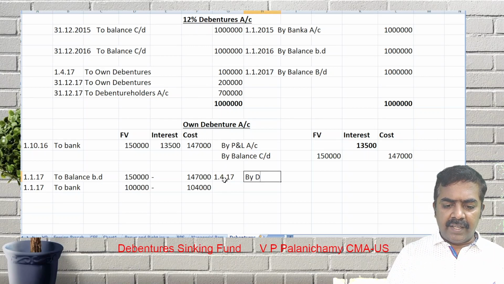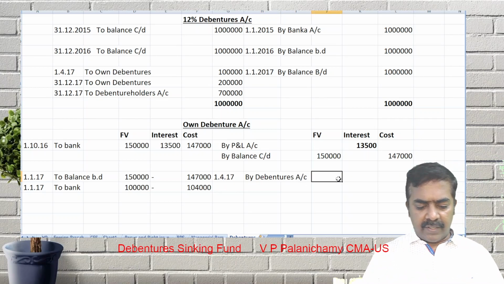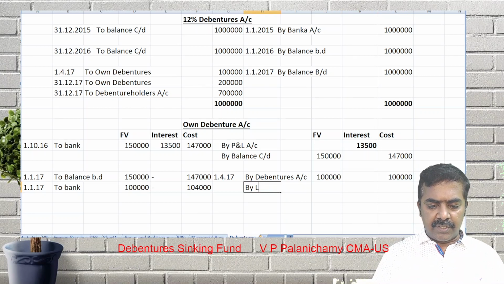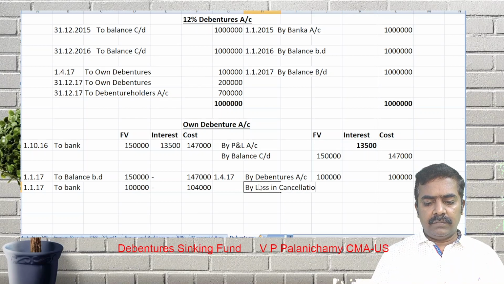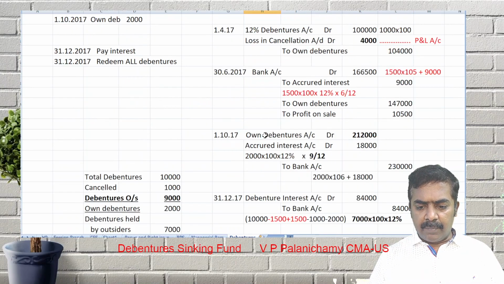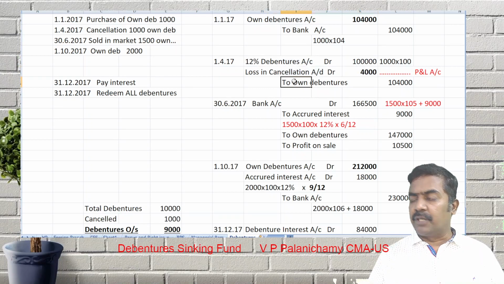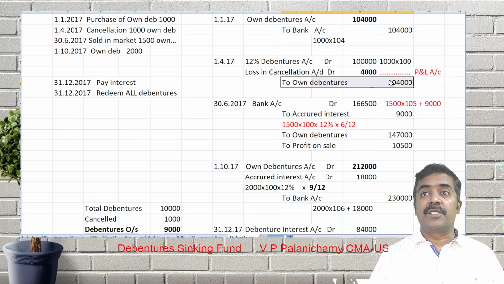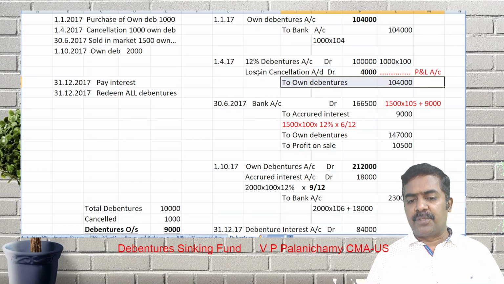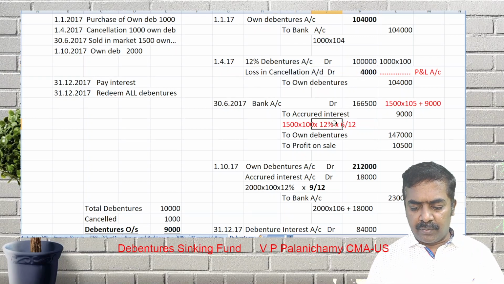1/4/17, by debentures, 1 lakh. By debentures face value 1 lakh. In the cost column, what will we record? 1 lakh. By loss in cancellation. What is the loss in cancellation? 4,000. Look at the journal entry if you like. Debentures account debit, loss in cancellation account debit, to which account? Own debentures account. How much should own debentures account be credited with? We record 1,04,000. How is that credited? What is the debentures face value? 1 lakh. Loss in cancellation 4,000.